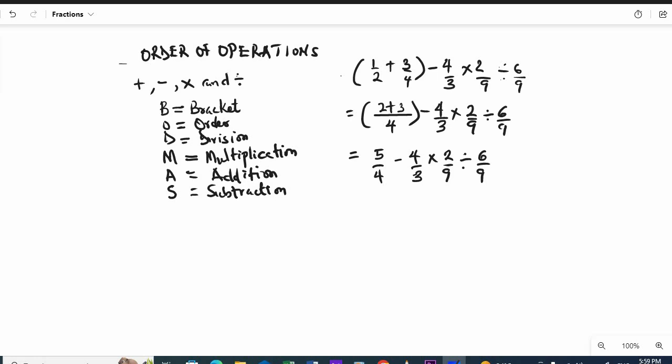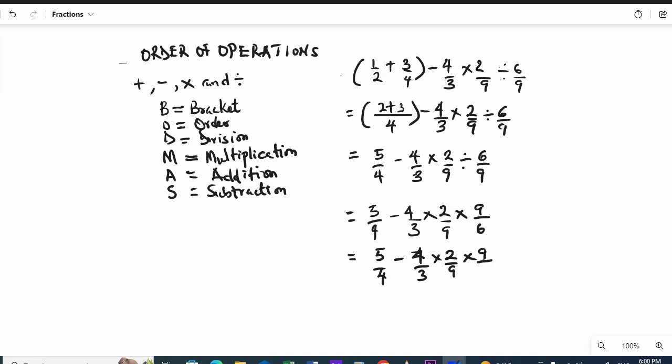We see that it is division, right? So division comes next. So how do we divide? Now remember, we talked about division, right? That in dividing, what you need to do is to invert the fraction that is on the right hand side. So this becomes 9 over 6. Okay, so after dividing, multiplication comes next, right? So we say 5 over 4 minus 4 over 3, okay, times 2 over 9 times 9 over 6.